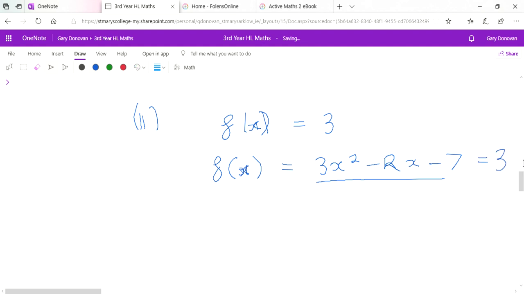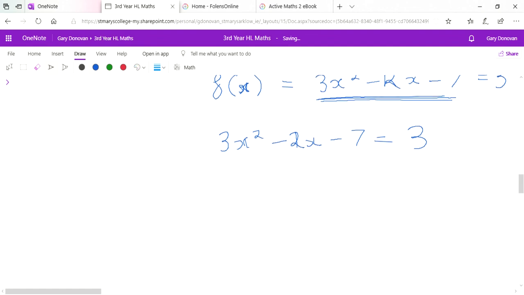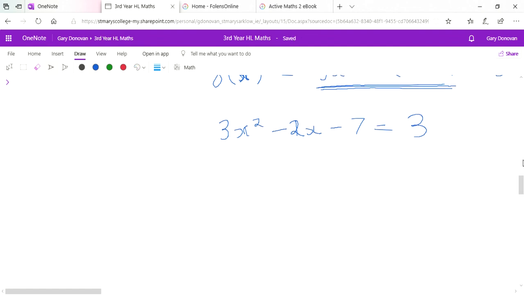You've two bits of information for f of x. You have f of x equals 3, and you've f of x equals this equation. So what you can do is put them equal to each other and say, well, when's 3x squared minus 2x minus 7 equals 3? The pen is malfunctioning here, but we just have to keep going because we're 12 minutes in. So we need to solve this equation.